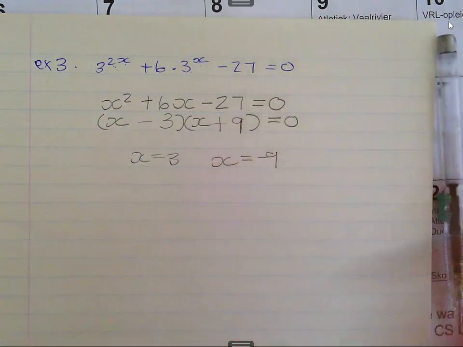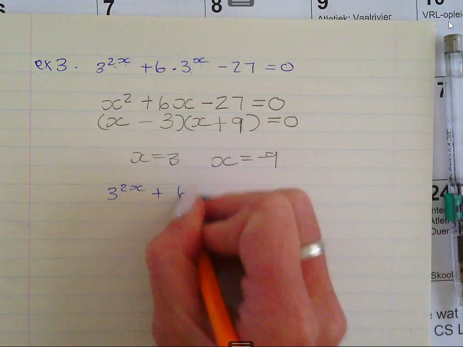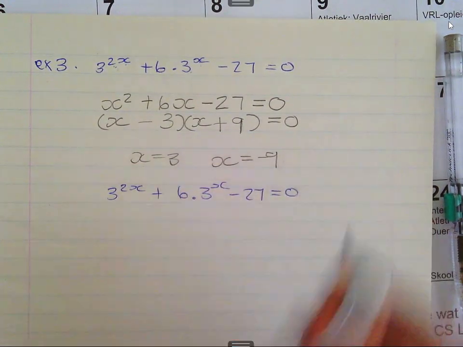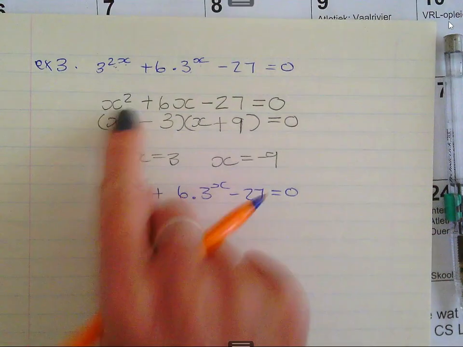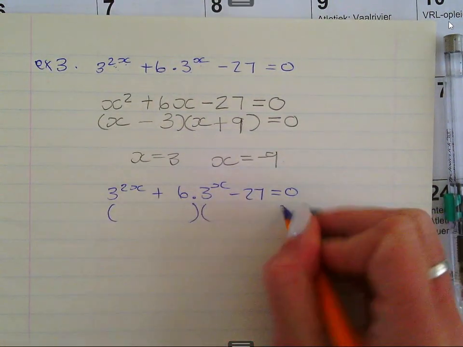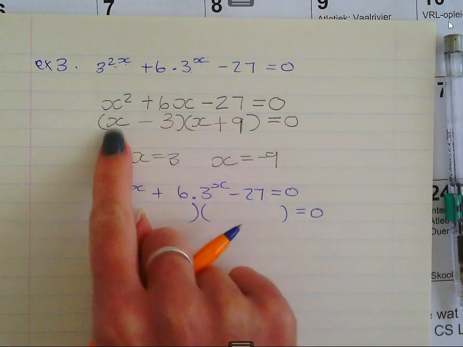Okay, back to that sum. 3 to the power of 2x plus 6 times 3 to the power of x minus 27 equal to 0. Would you believe me if I tell you that this is exactly that sum? This one is that one. The only difference is when you take x squared square root, it's x.